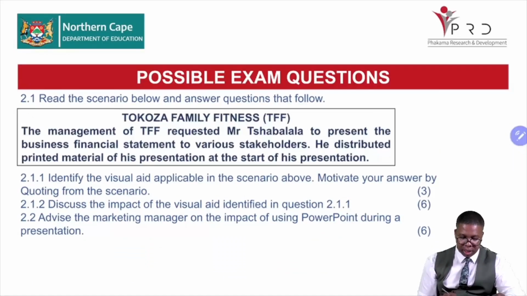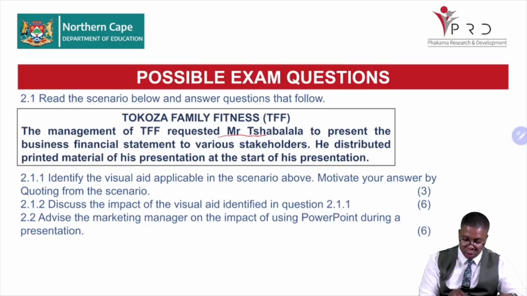Then we have another possible exam question whereby you are required now to identify the visual aid from the scenario. Now we have Thokoza Family Fitness, TFF. The management of Thokoza Family Fitness requested Mr. Chabalala to present business financial statements to various stakeholders. He distributed the printed material of his presentation at the start of the presentation. Then 2.1.1 says, identify the visual aid applicable in the scenario above and motivate your answer by quoting from the scenario. And then 2.1.3, discuss the impact of the visual aid identified in question 2.1.1 for 6 marks.